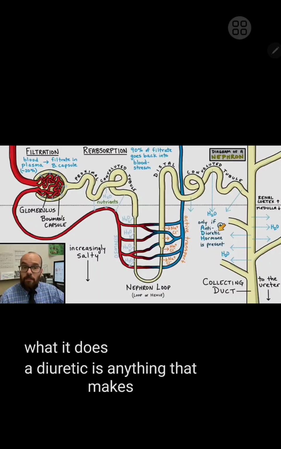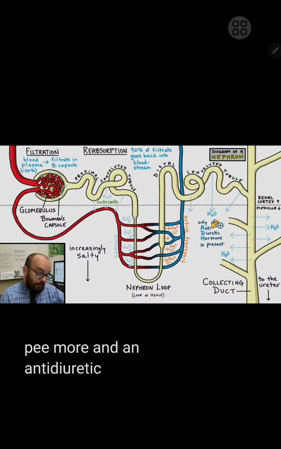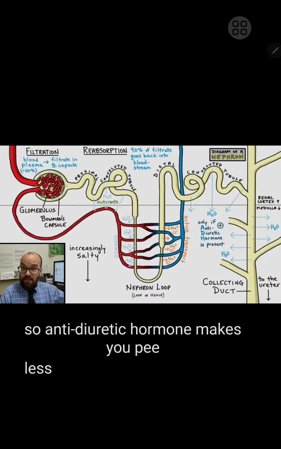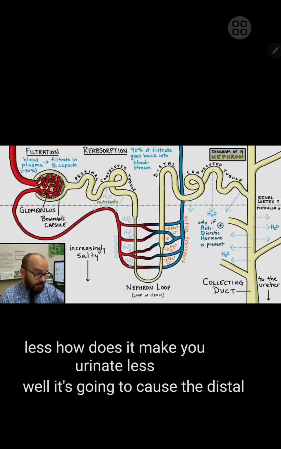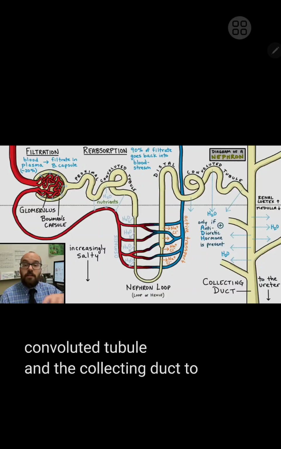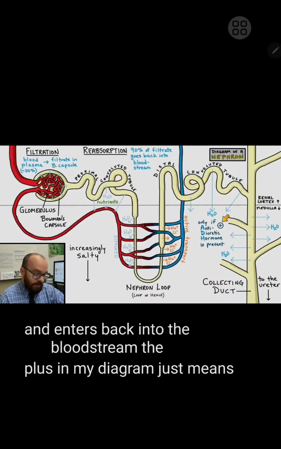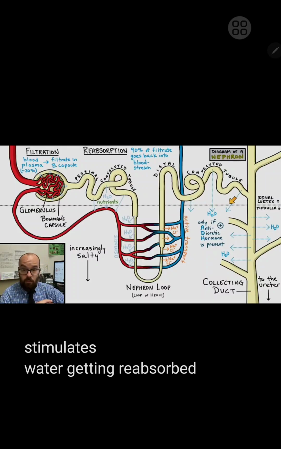A diuretic is anything that makes you pee more, and an anti-diuretic is something that would make you pee less. So anti-diuretic hormone makes you pee less. How does it make you urinate less? Well, it's going to cause the distal convoluted tubule and the collecting duct to leak more water, so water leaves there and enters back into the bloodstream. The plus in my diagram just means that it stimulates water getting reabsorbed back into the bloodstream.